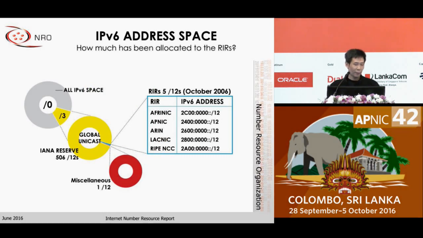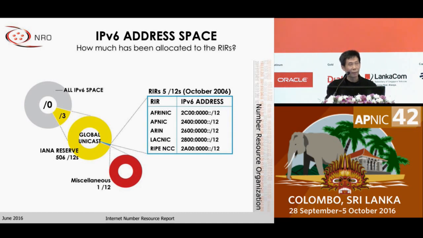Finally, let's talk about IPv6. This is the overview of the total IPv6 address space. You know that IPv6 has 128 bits. /0 means all the IPv6 address space. /3 is decided for global unicast address.